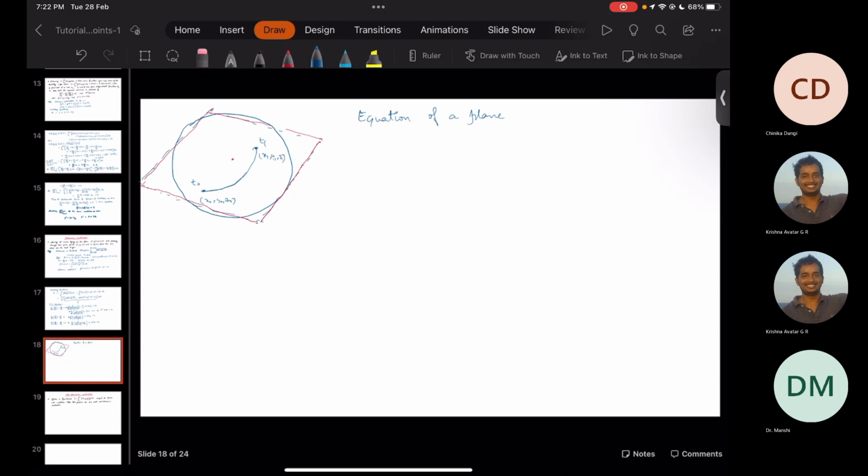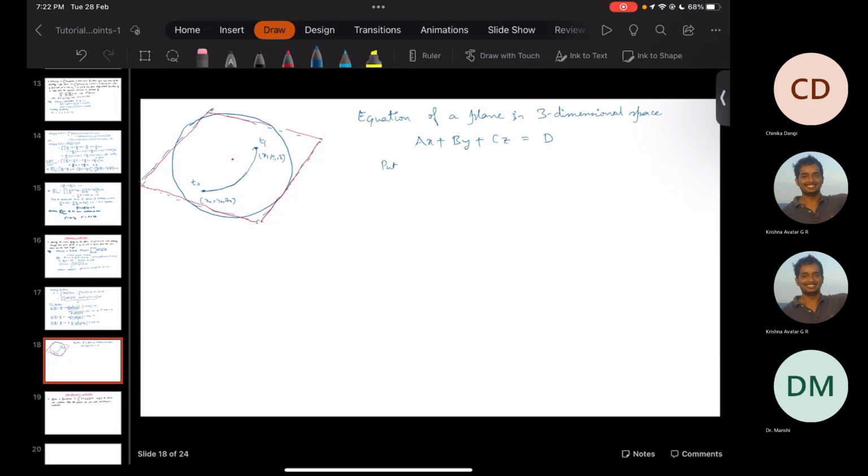Now the equation of a plane, isn't it? The general equation of a plane in 3D is given by ax plus by plus cz is equal to d, right? Here 3D is three-dimensional space. I'll just call it 3D to avoid any confusion.